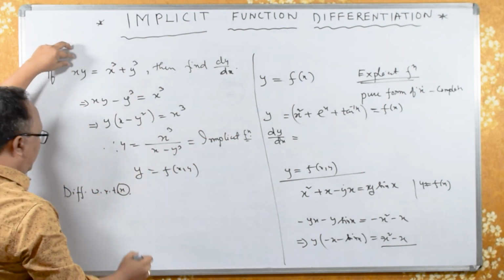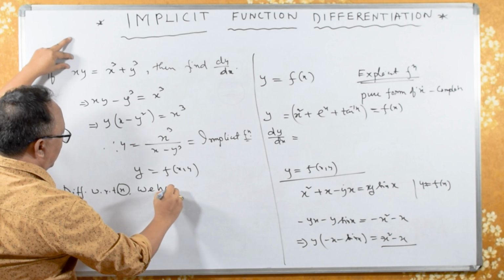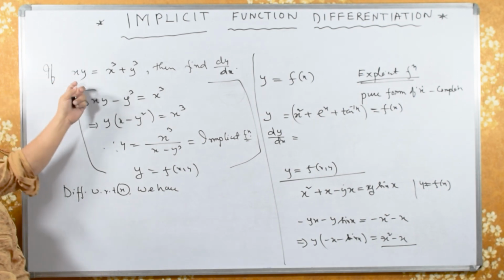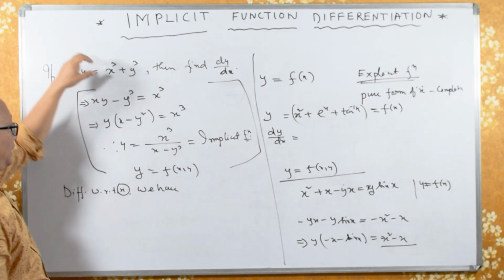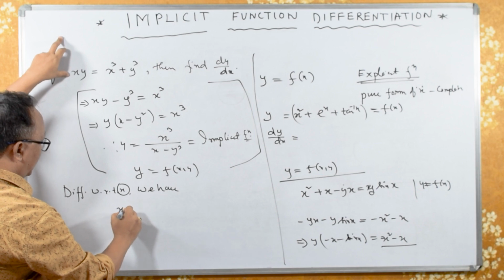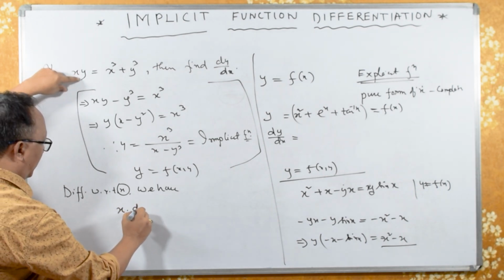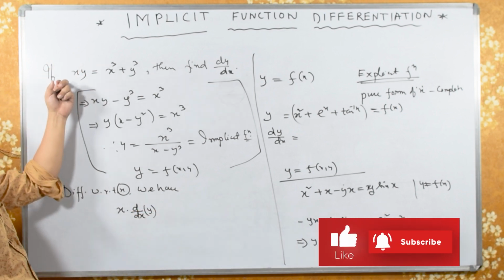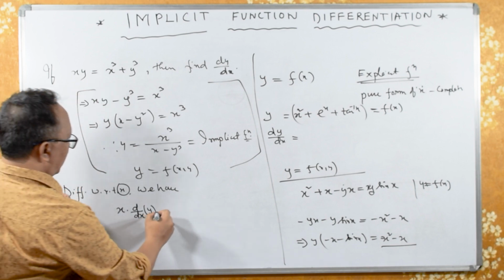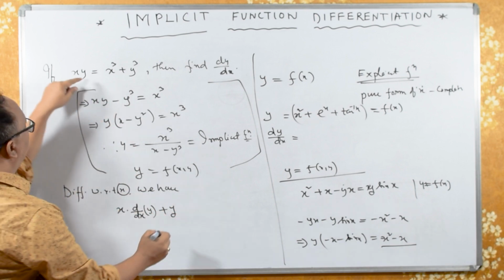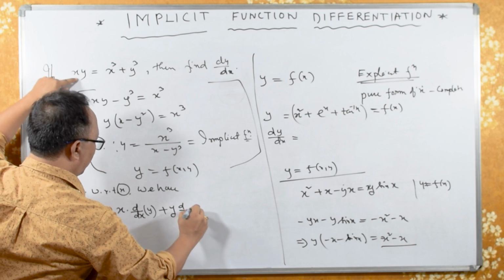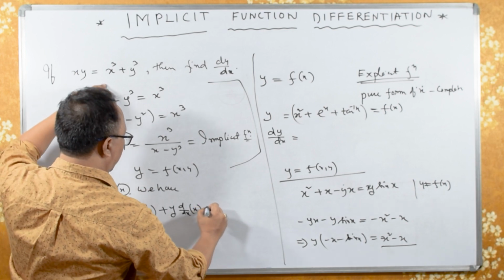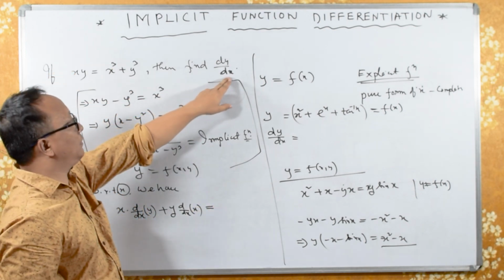Now here, let's omit this. You have to apply the product rule, u into v. Keeping x as it is, I am differentiating d by dx of y, plus y times d by dx of x, using the u into v rule. The left hand side is over. Now on the right hand side, d by dx of, what is the differentiation?